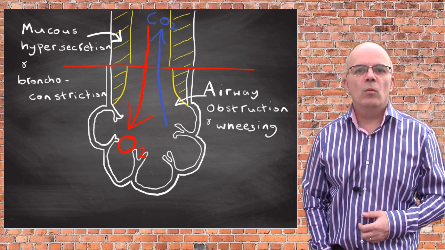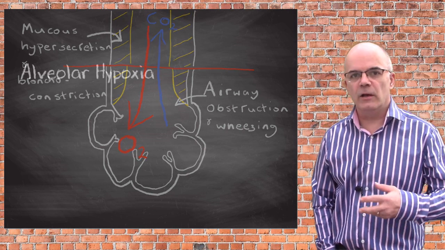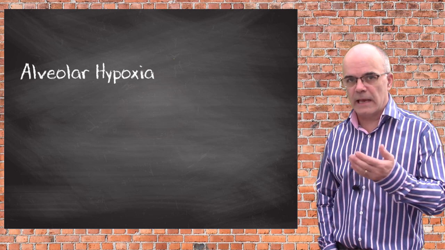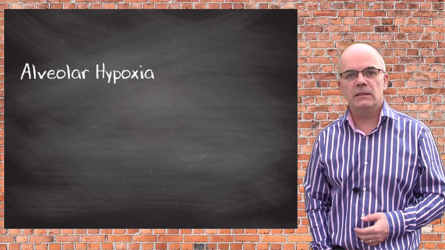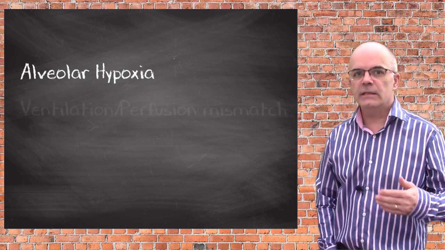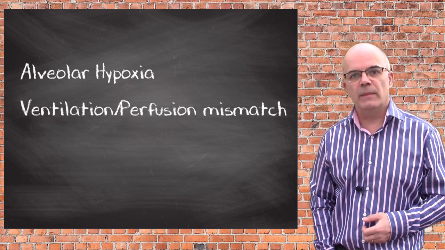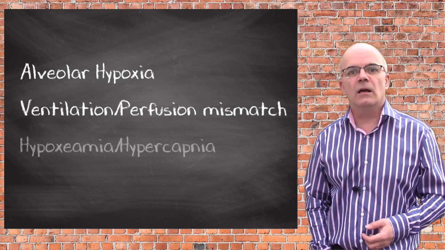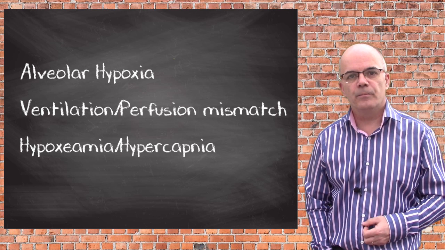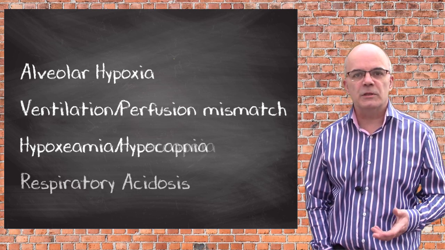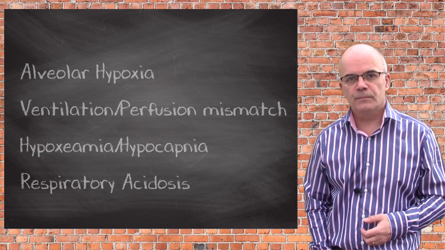This situation will mean that there is an element of alveolar hypoxia, as the oxygen cannot get to the alveoli so easily. This then leads to a ventilation perfusion mismatch. This in turn leads to hypoxemia and hypercapnia. They can go on to develop a respiratory acidosis.